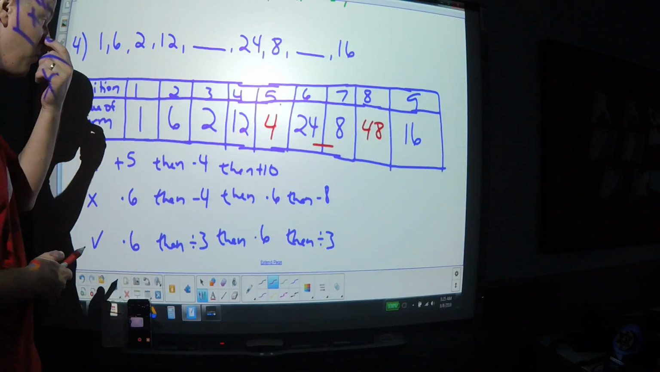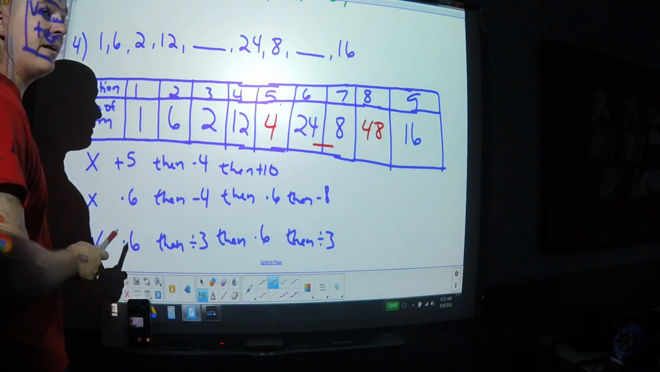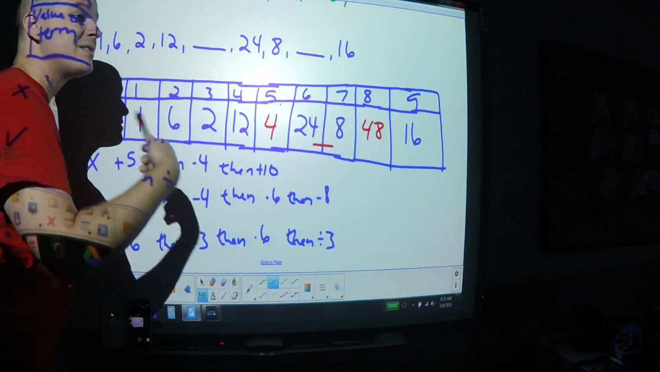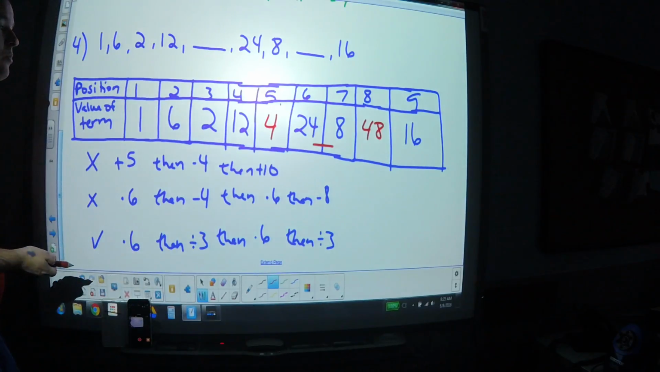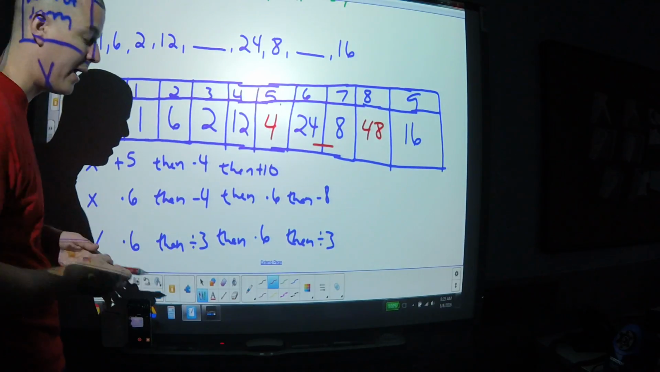So make sure that you are looking at whether it's increasing only, increasing and decreasing, or just decreasing, because that'll let you know whether you're adding, subtracting, multiplying, or dividing.